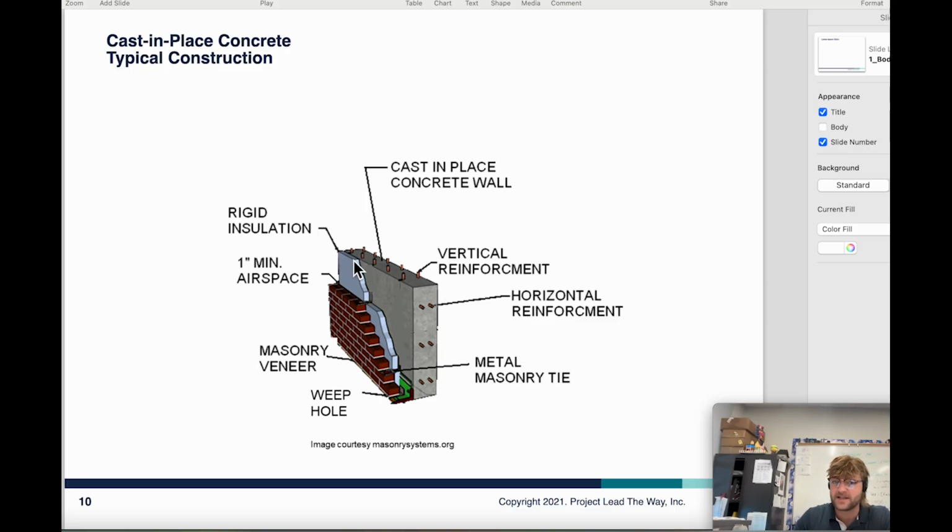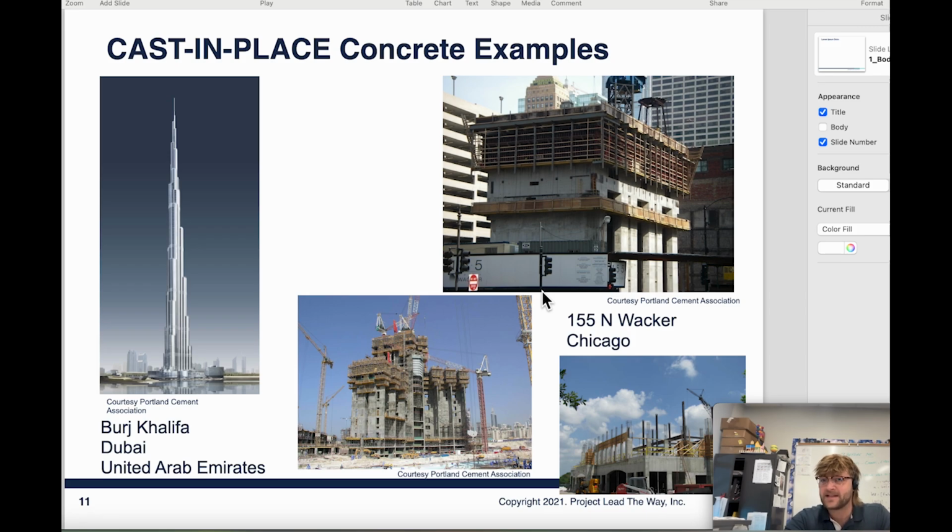So sometimes this rigid insulation that we have is actually the form as well for that concrete. So it has that dual purpose. But then what we'll end up doing is we'll have the 1-inch minimum airspace between our brick and the actual rigid insulation there. Then we'll have the bricks here. And they have this whole breakdown of that. So just some examples of cast-in-place concrete.